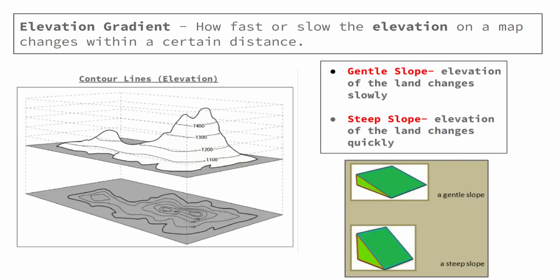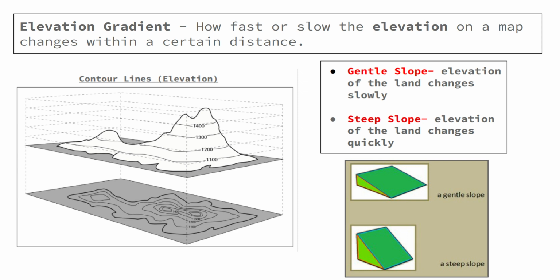Remember, in areas where the elevation is changing faster, we have a steep slope. In areas where the elevation is changing slower, we have a gentle slope. An elevation gradient is how fast or slow the elevation on the map changes within a certain distance.